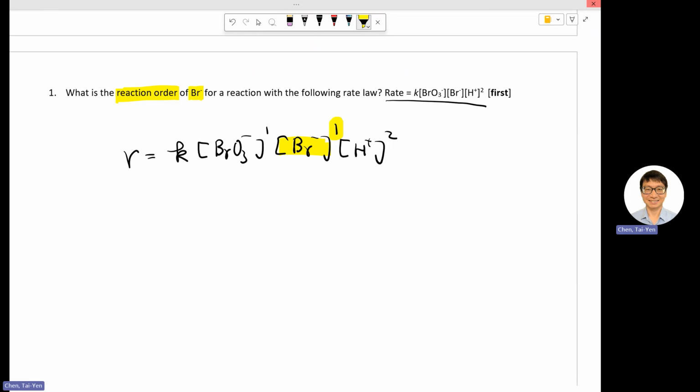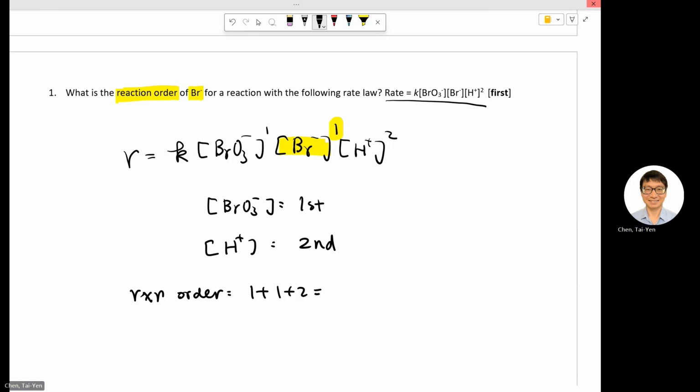To make these things more complete, right? If it's asking you the reaction order of your BrO3 minus, then it is also first order, right? If asking about the H plus, then it will be second order, right? How about the reaction order? It will simply equal the sum of all of these, which is going to give you a value of 4.